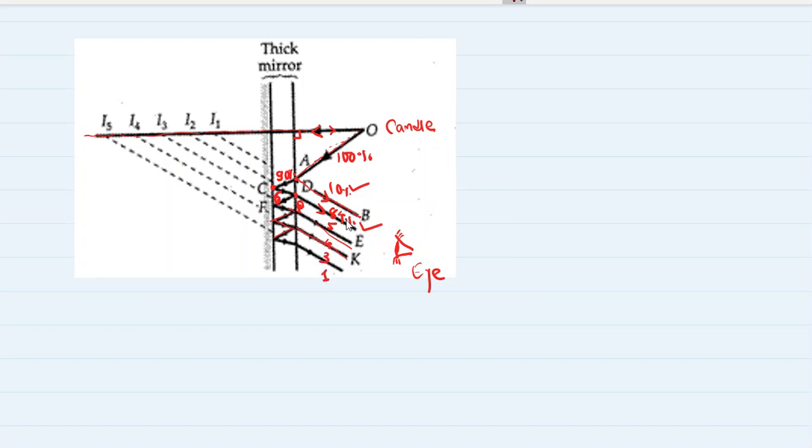So what is happening? This second ray of light is the brightest. And where does the second ray of light go? If you produce it backward, it goes to the second image, I2. So the I2 image is the brightest image. Always remember, when multiple reflections and refractions of light take place through a thick mirror, the second image formed is the brightest.